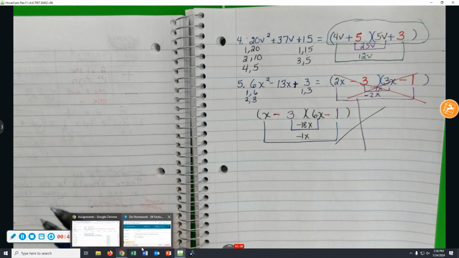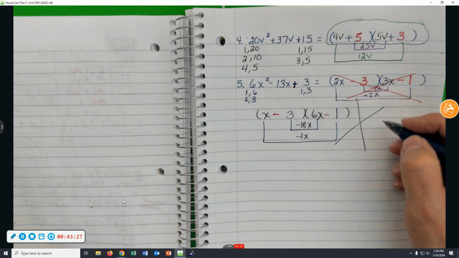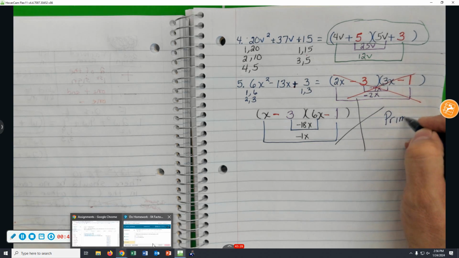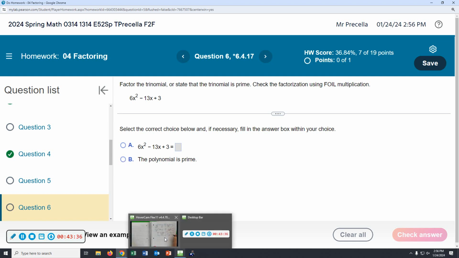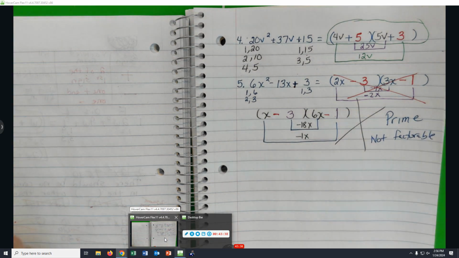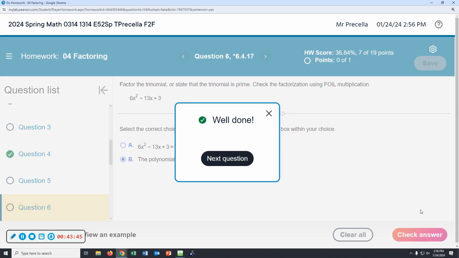We've gone through every possibility. So there will be an option that says either prime or not factorable. Which one does it say? Prime. So we're going to write both: prime, not factorable. There's no other way it could be. Select prime. Check. Sure enough. I didn't see that. I thought it was going to work with the 2 and 3, and the 1 and 3.